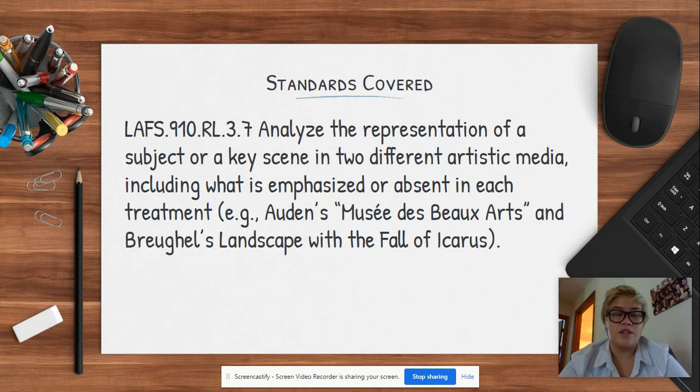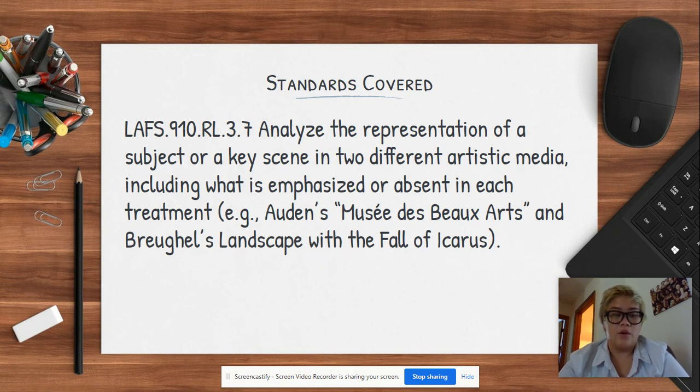All right. So the standard that we'll be covering this week is 3.7, which is to analyze representation of a subject or key scene in two different artistic media, including what is emphasized or absent in each treatment. So that basically just means you're going to be looking at two different things. Media means different ways. So one way is through text, one way is through movie, one way is through video, one way is through an audio recording. So those are different ways that we can get the scene or subject that we're looking at.